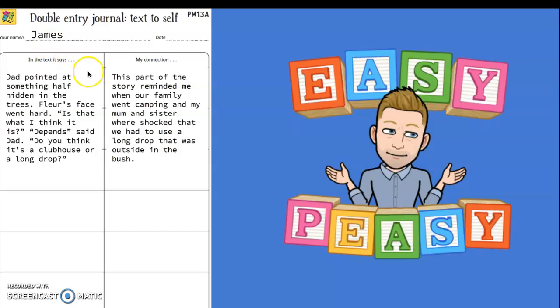You need to copy out exactly the part of the story that you had a connection with. And I want you to pay attention while you do this. Make sure you're spelling the words correctly and using the correct punctuation.